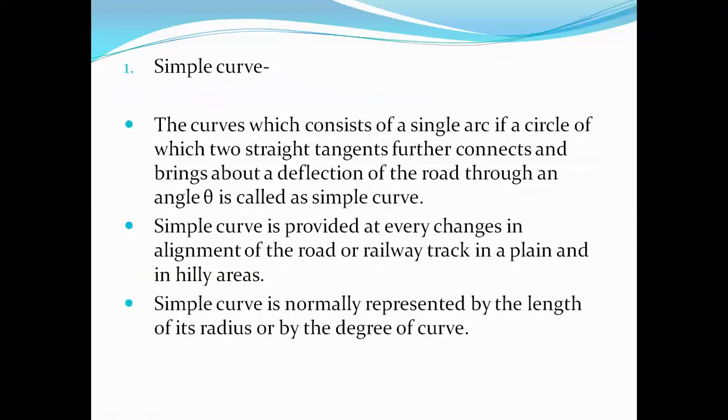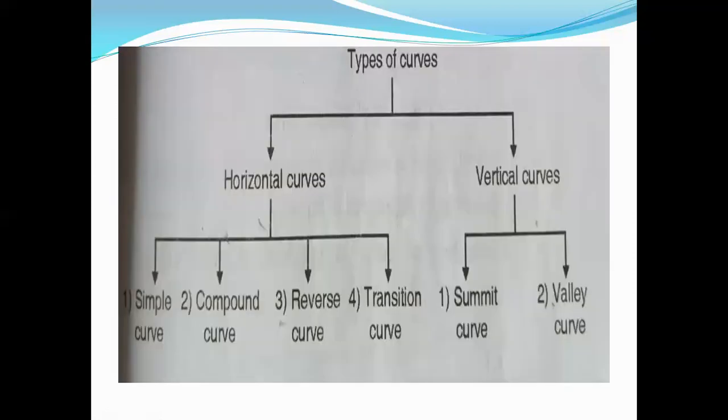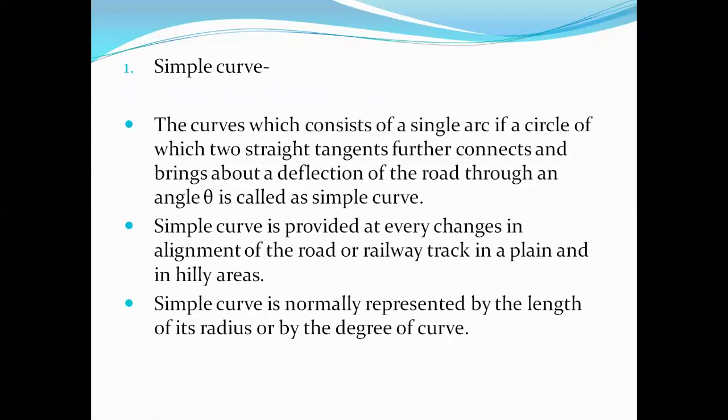Now the horizontal curve is classified into four types. In that, first is simple curve. Now see what a simple curve is. The curve which consists of an arc of a circle and two straight tangents, which connects and brings about a deflection of a road through an angle theta, is called a simple curve. That is, the curve consists of a single arc.